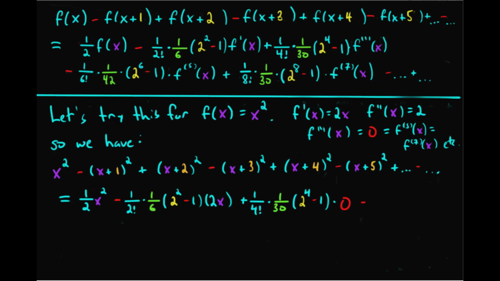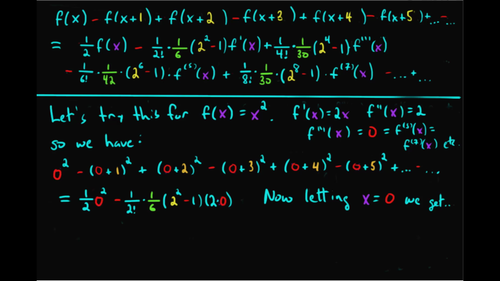And in fact, all the subsequent terms also multiply 0 because all the higher order derivatives of f equal 0. So we have minus 0 plus 0 minus 0 plus 0 and so on. So I'll just erase those 0 entries. So now we know what to do. We set x equal to 0, and we get 0 squared minus the quantity 0 plus 1 squared plus the quantity 0 plus 2 squared minus 0 plus 3 squared plus 0 plus 4 squared minus 0 plus 5 squared plus dot dot dot minus dot dot dot equals 1/2 times 0 squared minus 1 over 2 factorial times 1 over 6 times 2 squared minus 1 times 2 times 0.